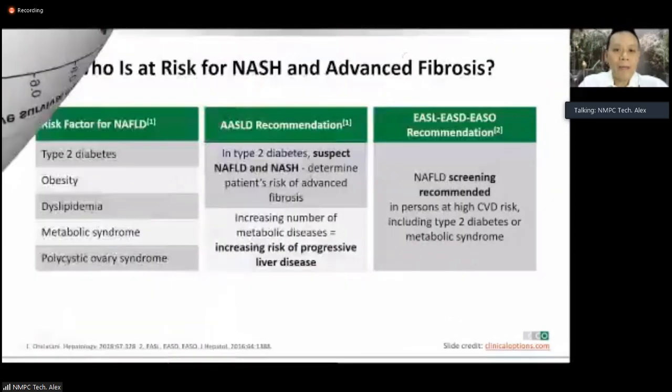And the reason why I'm harping on the fibrosis is that later on, I'll show you a slide where you can actually estimate the level of fibrosis in your patients with fatty liver disease right there in your clinic.